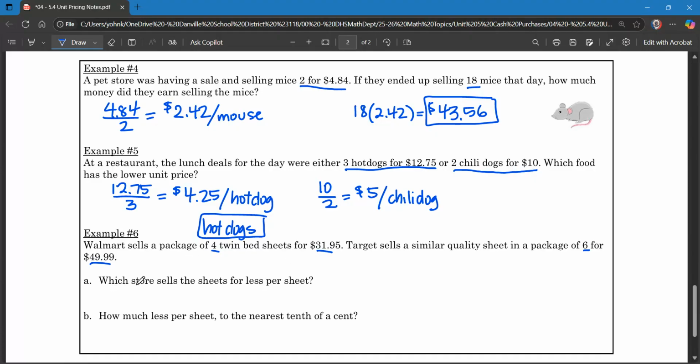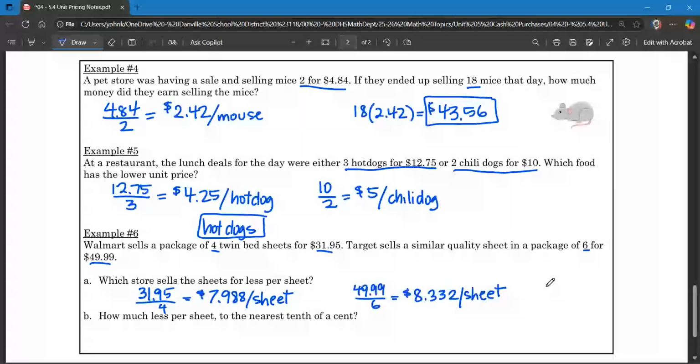So let's do Walmart first, $31.95, and in there you get 4 sheets. So that is, remember 3 decimals, 7.988 per sheet. And then at Target it was $49.99 and you got 6 sheets. So at Target the price was $8.332 per sheet. So the question is, which store sells sheets for less? That would be the first one, and the first one was Walmart. So we're going to put Walmart.